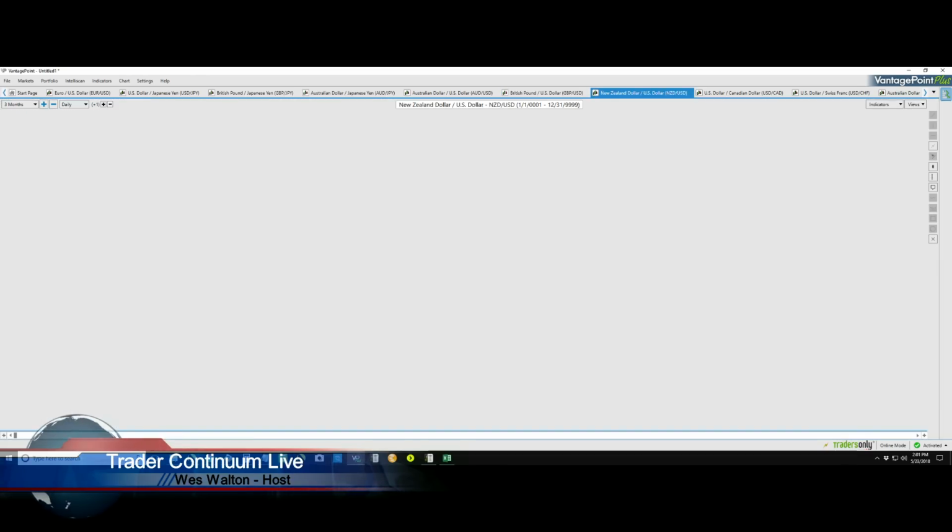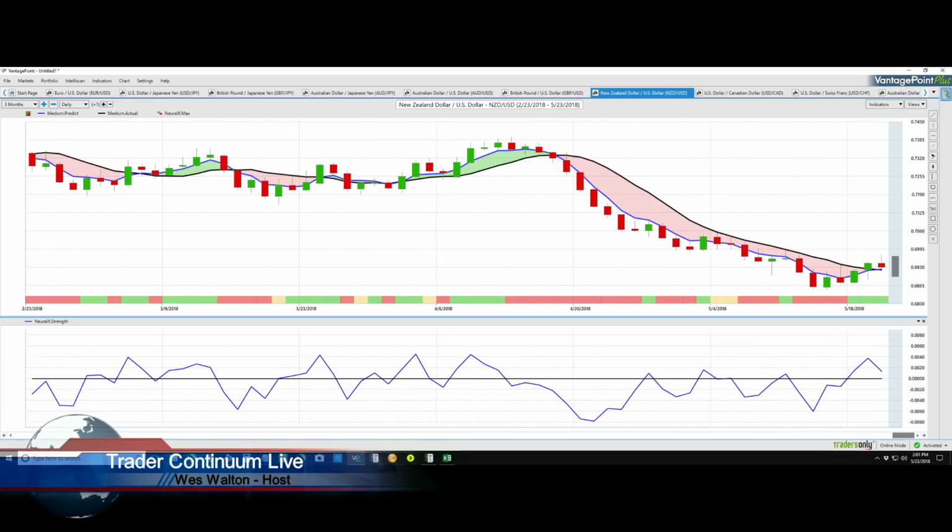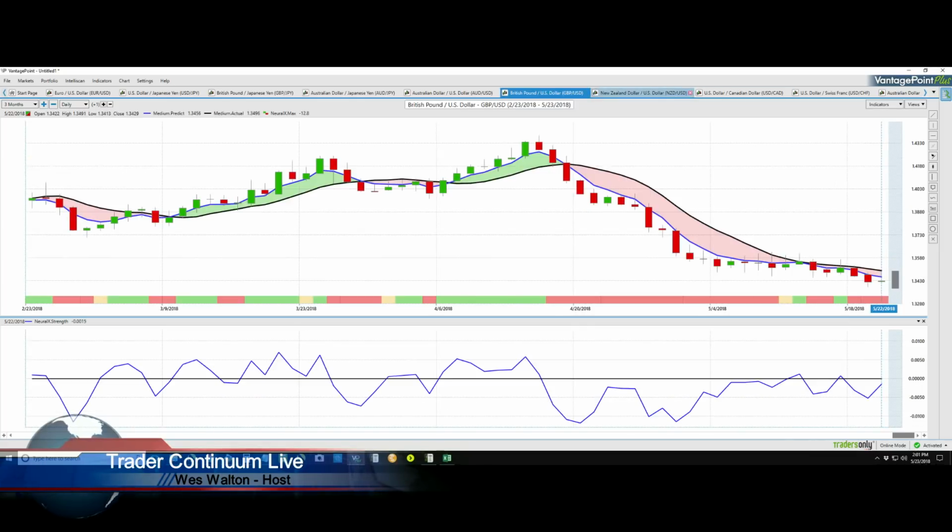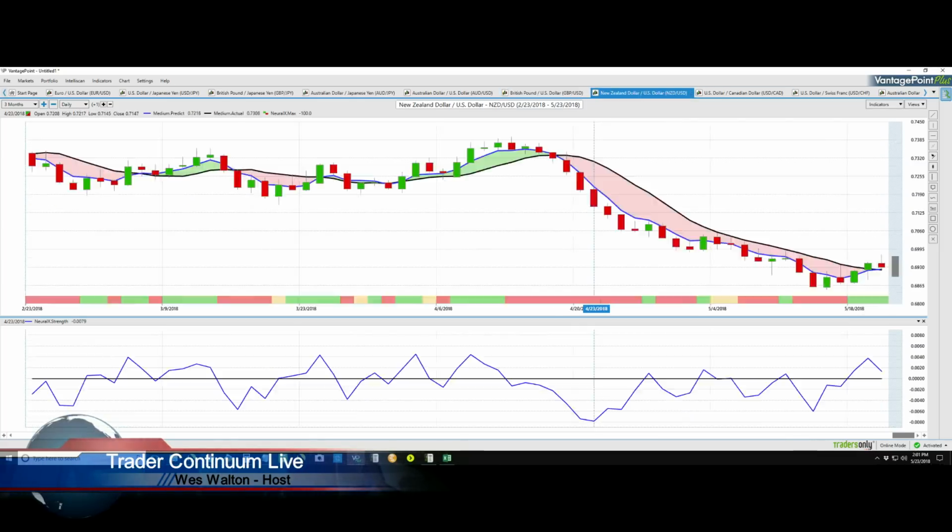So now let's take a look at the New Zealand dollar, US dollar. And we can see that this one is setting up for divergence. What I really like is that it's actually following the same pattern as the British pound US dollar, which is good because they're both based on the US dollar, or the quote pair for each is the US dollar. So if we take a look at this, we see that we were going down in price, but we were going up on this neural strength indicator.